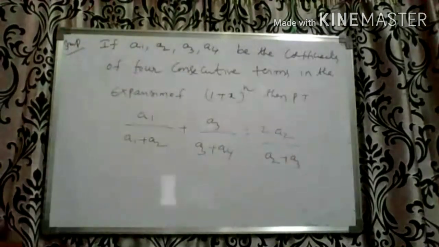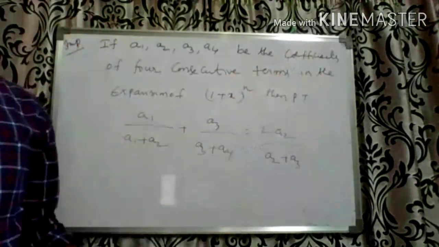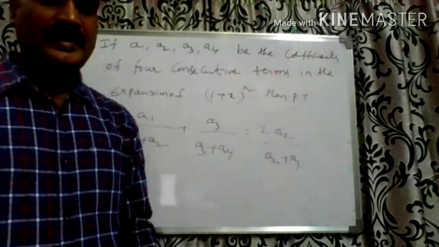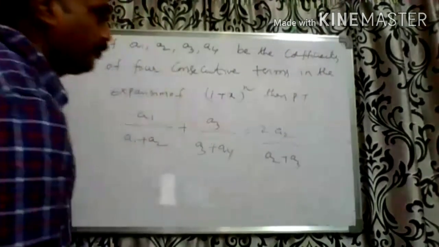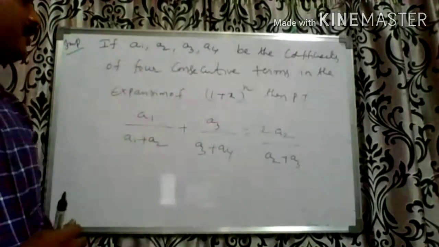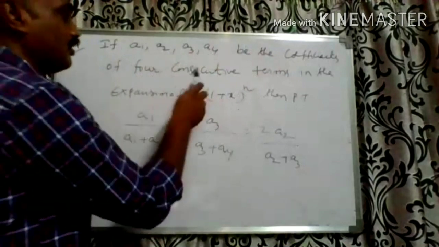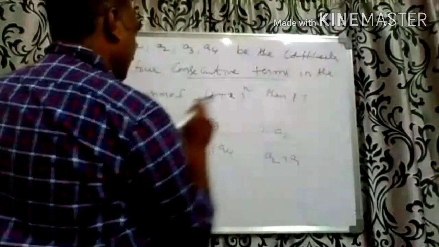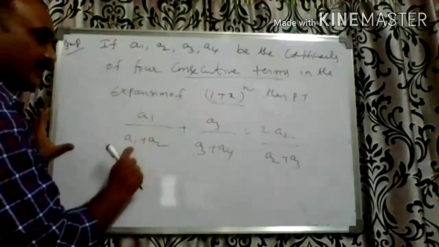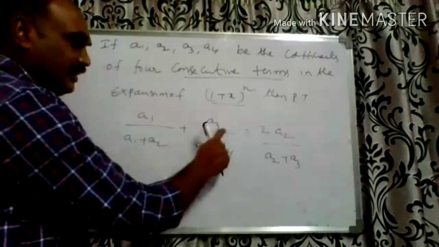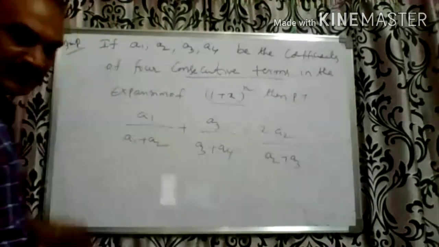A1, A2, A3 be the coefficients. Coefficients means binomial coefficients. So binomial coefficients are nC0, nC1, nC2, up to nCn, called binomial coefficients. Important problem, 7 marks important. If A1, A2, A3, A4 be the coefficients of 4 consecutive terms in the expansion of (1 plus x) whole power n, then prove that A1 by (A1 plus A2) plus A3 by (A3 plus A4) is equal to 2A2 by (A2 plus A3).